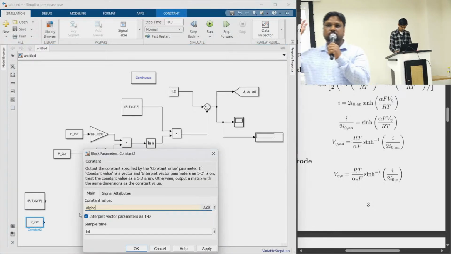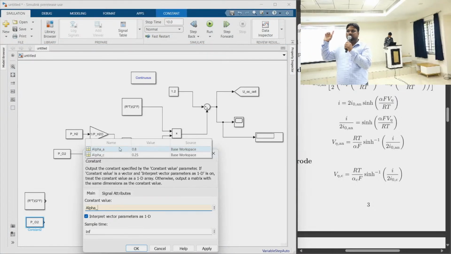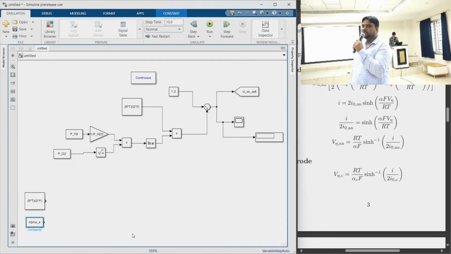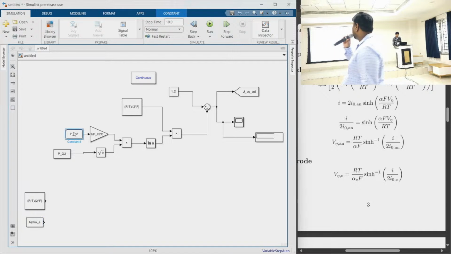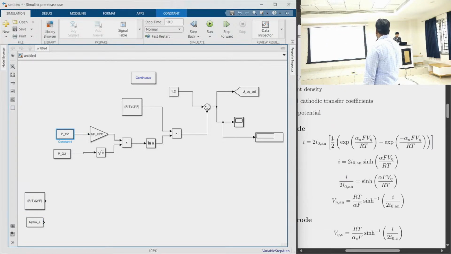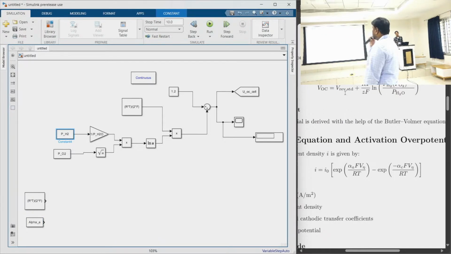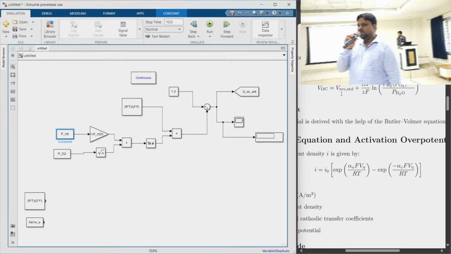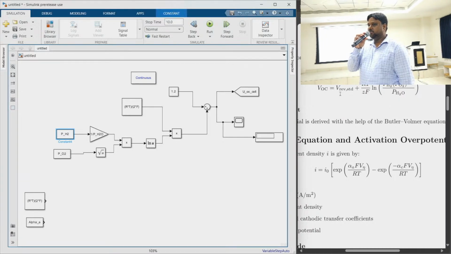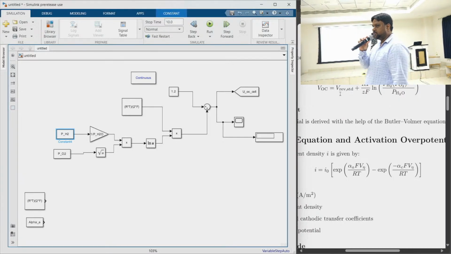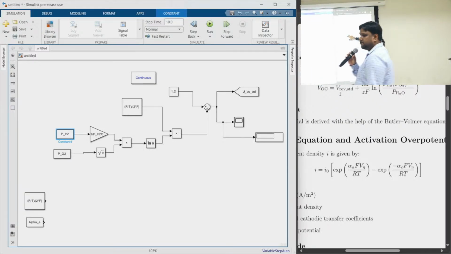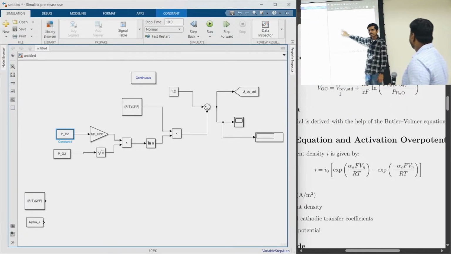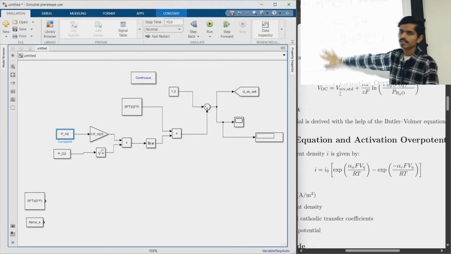So in the first potential calculation, any doubt? 1.2, yeah. That is the standard reversible voltage at standard temperature and pressure. 1.2 is a constant. We have an equation for that also, but for the time being we are using the exact value. But if we want to calculate this value at any temperature, we can use the equation for that.